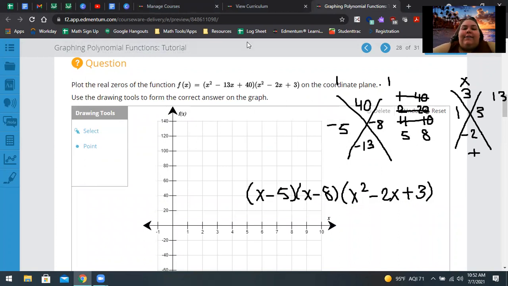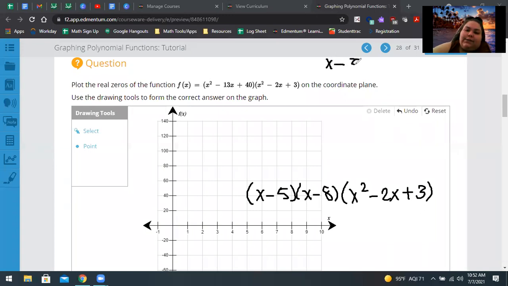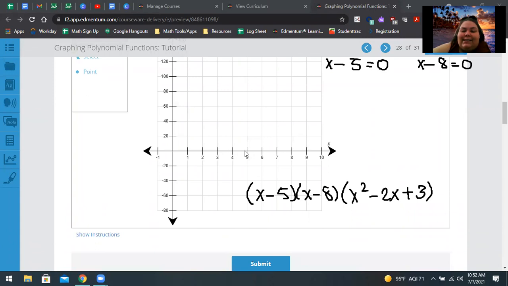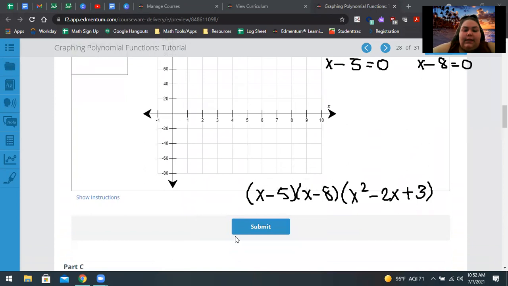Because we already have it factored, you're going to set each one equal to 0. Because we know that the last set of parentheses gives you a complex number, you're going to only focus on the first two. So x minus 5 equals 0, and x minus 8 is equal to 0. Solve for x, get x alone. Whatever answer you get is what you'll be plotting on the x-axis. Remember, those x-intercepts or zeros are all the same thing that we're finding here. So go ahead and take a moment to do that. I'm going to move into part B, or part C, my mistake.